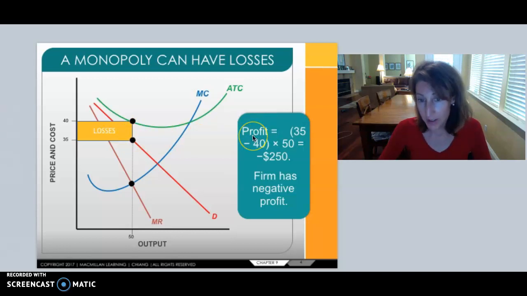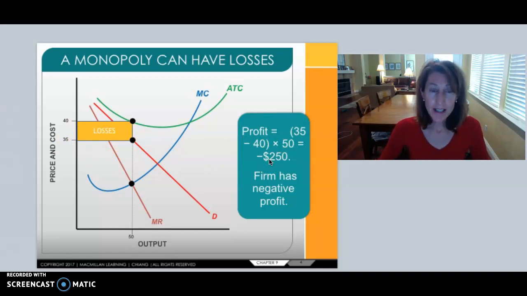I'm calling it a profit here. It's really a negative profit or a loss. It would be the price, 35, minus that higher average total cost at that quantity of 40, times the quantity that's being produced, 50, so you get 250, if I've done my math correctly, which I think I have.